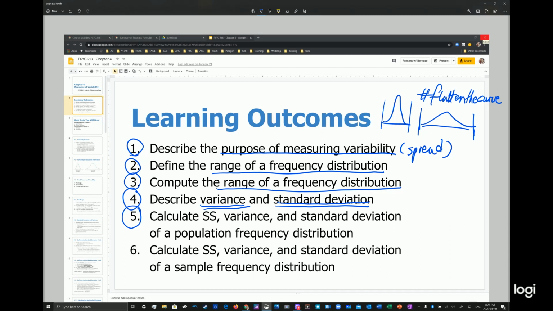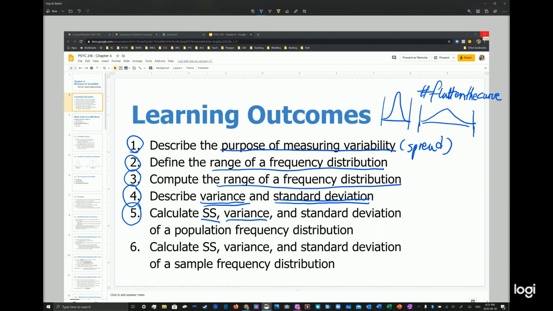Number five, we're going to look at the components of this, starting with the sum of squares, and we're going to talk about why we need the sum of squares instead of just using deviation scores, from which we get the variance, which is another way of saying the expected deviance score value, and then the standard deviation, which we'll talk about why that is once we know we're working with sums of squares.